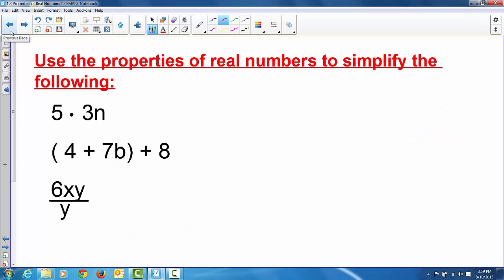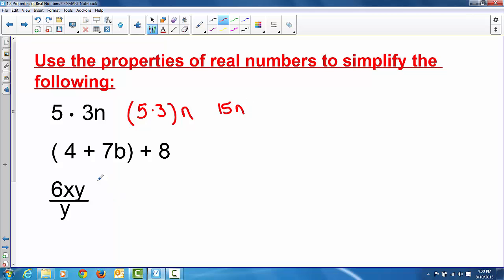Use the properties of real numbers to simplify the following. 5 times 3n. Well, what you're supposed to see here is that it doesn't matter what order you multiply the numbers in, or letters. So since the 5 and the 3 are alike, they're both numbers, not a letter, we group them together and then we multiply by n. So that would be 5 times 3 is 15n.